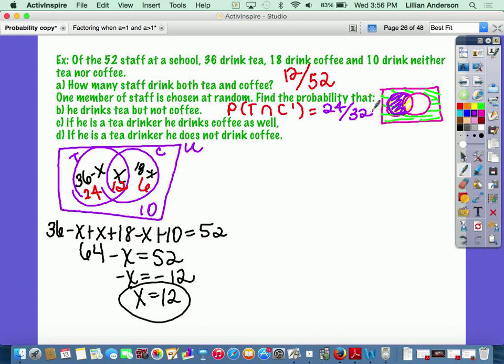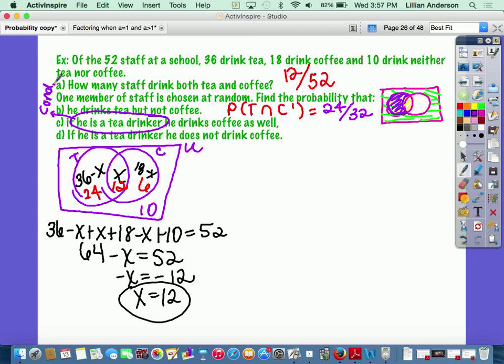Now I know you're probably thinking, this is not conditional probability, this is the regular probability. Well yes, that's very true. A lot of these problems, it's not going to be solely conditional probability. They might ask you to find regular probability, looking at it as a whole, but then they might ask you further along some conditional probability questions like C and D. C and D are conditional probability because it says if he's a tea drinker, he drinks coffee as well. We're looking for the probability that if he's a tea drinker, he drinks coffee as well. The fact that he's a tea drinker is our conditional probability. That is our given. That's our condition.